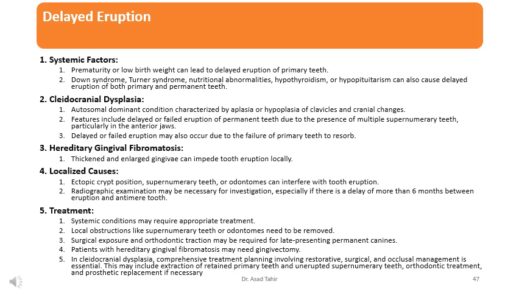Local obstructions like supernumerary teeth or odontomes need to be removed. Surgical exposure and orthodontic traction may be required for late-presenting permanent canines. Patients with hereditary gingival fibromatosis may need gingivectomy. In cleidocranial dysplasia, comprehensive treatment planning involving restorative, surgical, and occlusal management is essential. This may include extraction of retained primary and unerupted supernumerary teeth, orthodontic treatment, and prosthetic replacement if necessary.